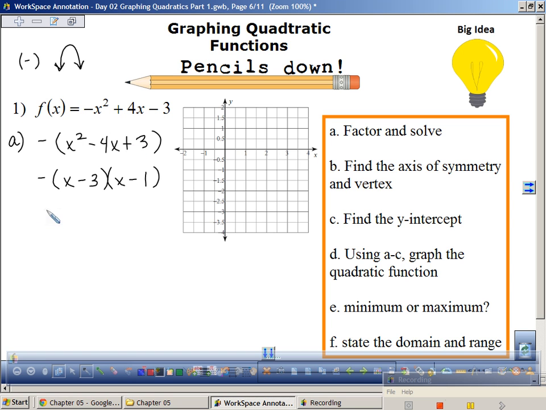Okay? All right. So, if I set this equal to 0, I have x minus 3 equals 0, and I have x minus 1 equals 0. I don't need these parentheses. So x equals 3 and x equals 1. What did I just find?